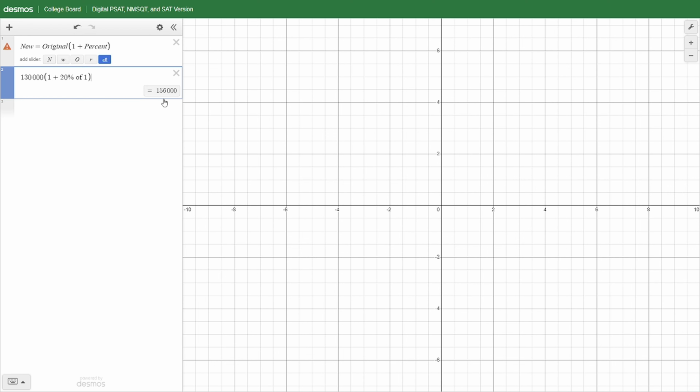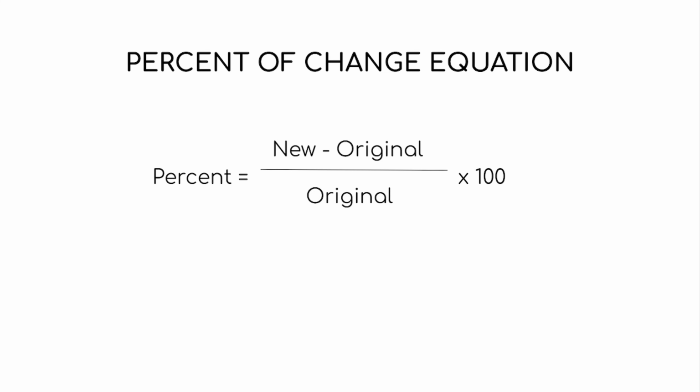Now we get that our answer is 156,000, which is the exact same as what we got. Then for our last equation, we have the percent of change equation, and this is going to be percent equals new minus original over original times 100.